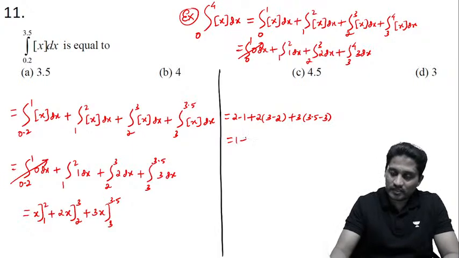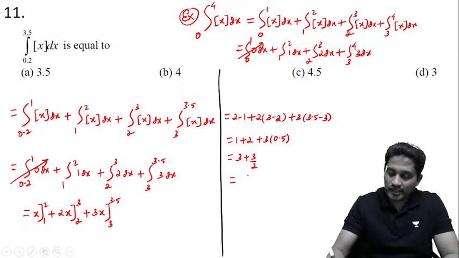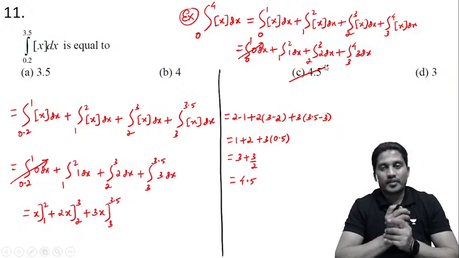2 minus 1 is 1, plus 2, plus 3 into 0.5. So this is 3 plus 3 into 0.5, and 3 into 0.5 is 1.5 only, so this is 3 by 2. Now this is equal to 9 by 2. Or you can directly write 3 plus 0.5, which is 4.5. The answer will be option C.